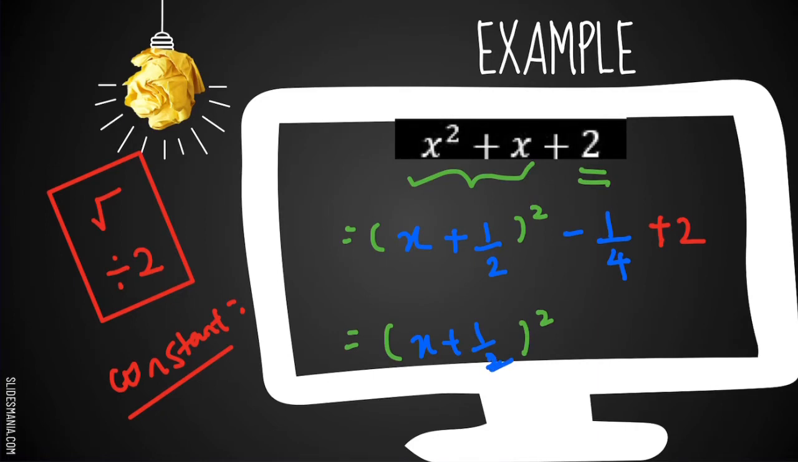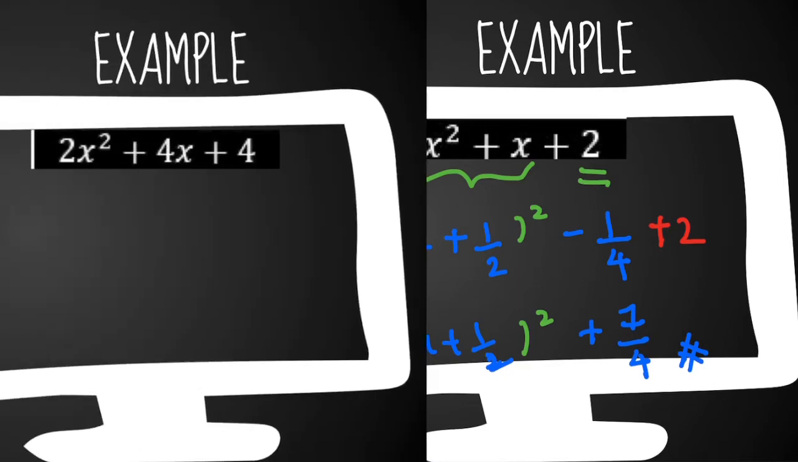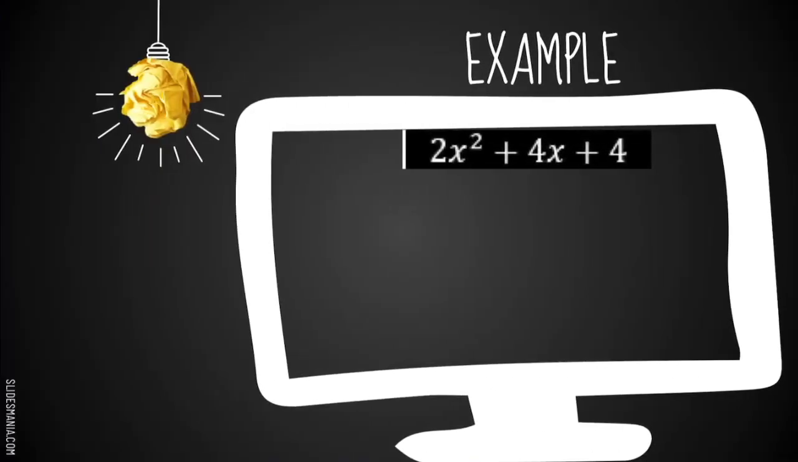And then what we need to do with constant back here, we need to solve it. Okay, so let's solve this. Minus 1 over 4 plus 2. Therefore, this will become plus 7 over 4. So this is the answer of your completed square. Let's go to the next example where you want to complete the square for 2x squared plus 4x plus 4.